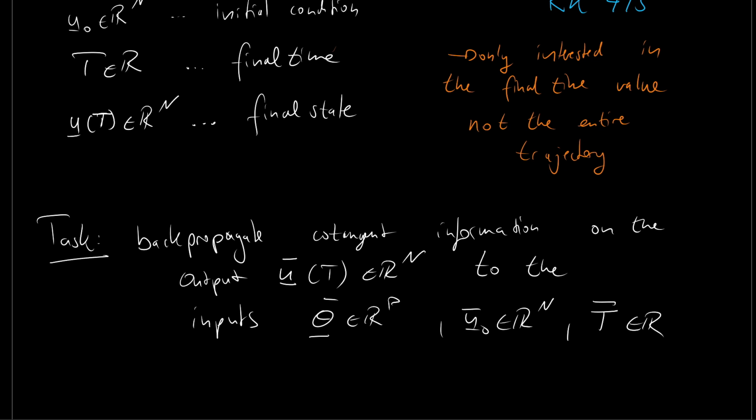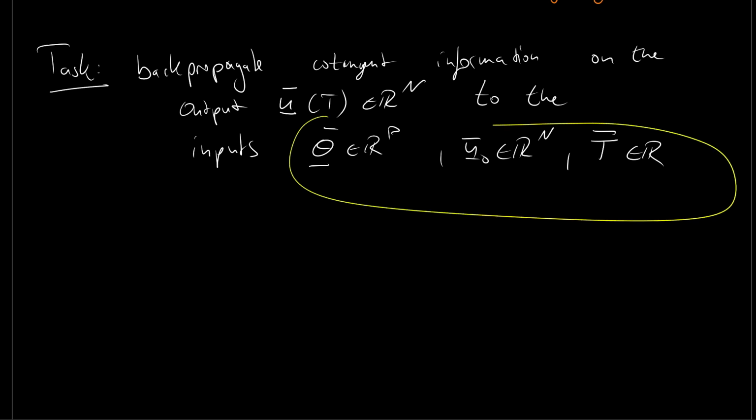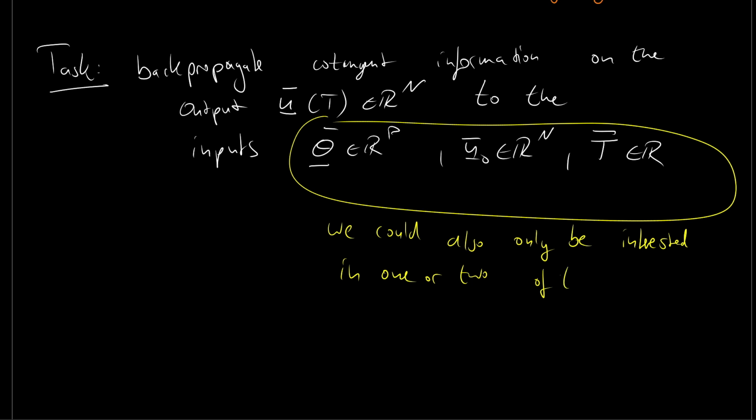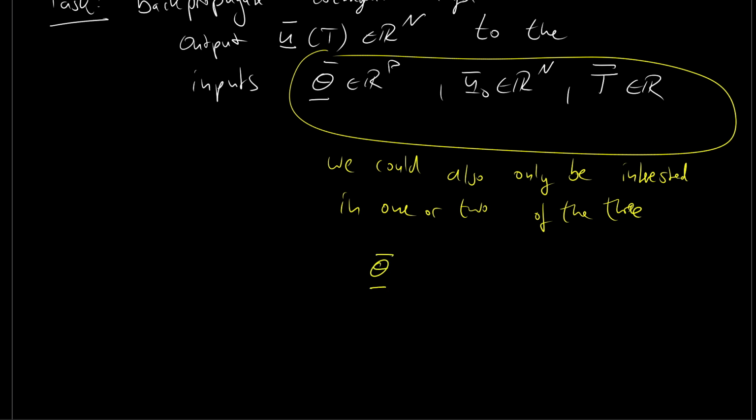And more generally speaking, you might not be interested in all the cotangent outputs, but we will derive it for all of them here in generality. So let's say we could also only be interested in one or two of the three, and maybe let me also give them some meaning here. So if you have the cotangent parameter vector, this is usually relevant for neural ODE training, or if you are speaking in terms of the scientific computing interpretation, this might be for a parameter identification.